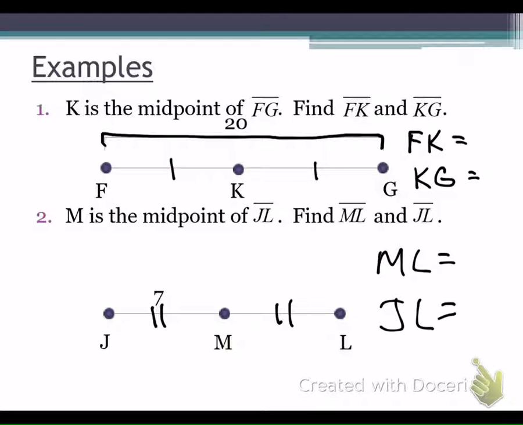All right, so looking at number 1, the whole segment, FG, is 20 units long. And K divides the segment into two congruent parts. So how long would each of those parts need to be? If they're the same and all together, you would get 20. Exactly, 10. Or 18 and 2. They have to be equal. 18 and 2 would not be equal.